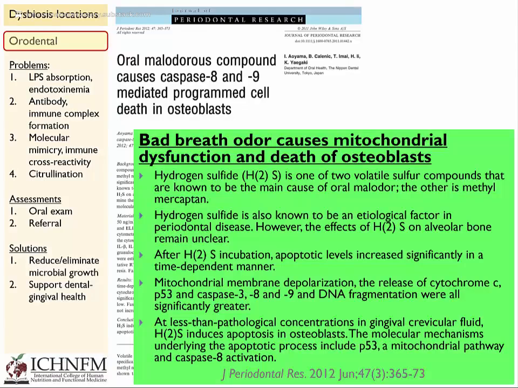Mitochondrial membrane depolarization, release of cytochrome C, p53, and caspases 3, 8, and 9, and DNA fragmentation were all significantly greater after exposure to hydrogen sulfide, which is one of the main causes of oral malodor, or so-called bad breath, more casually. At less than pathological concentrations in gingival crevicular fluid, hydrogen sulfide induces apoptosis in osteoblasts. The molecular mechanisms underlying this apoptotic process include p53, a mitochondrial pathway, and caspase 8 activation.